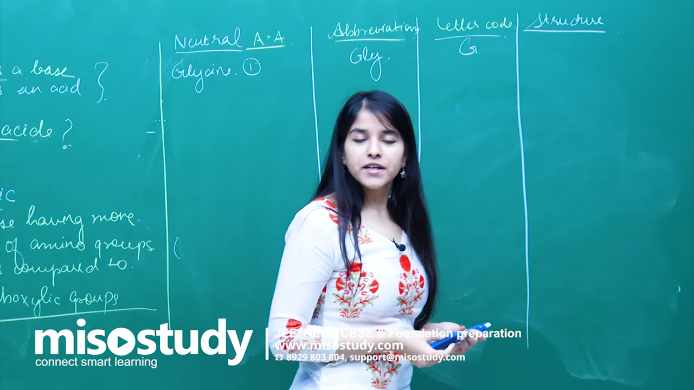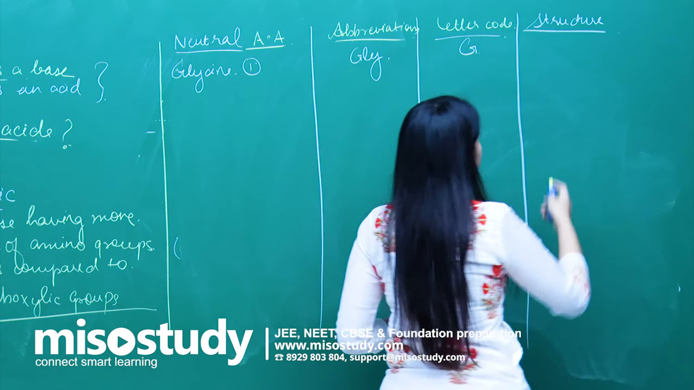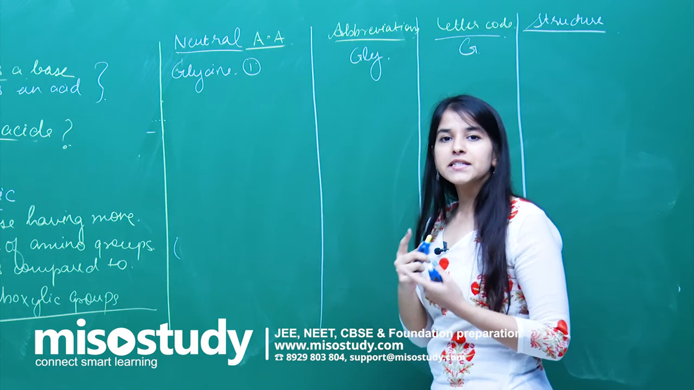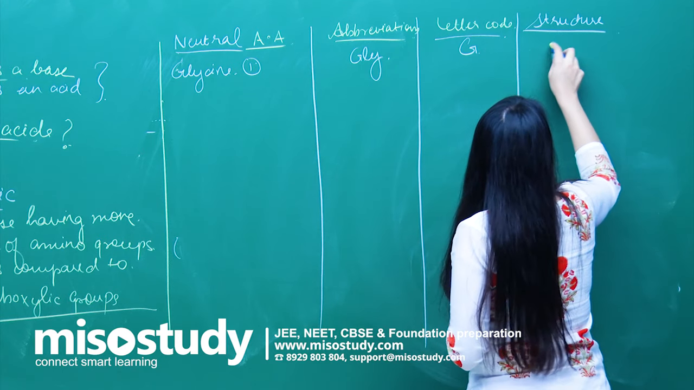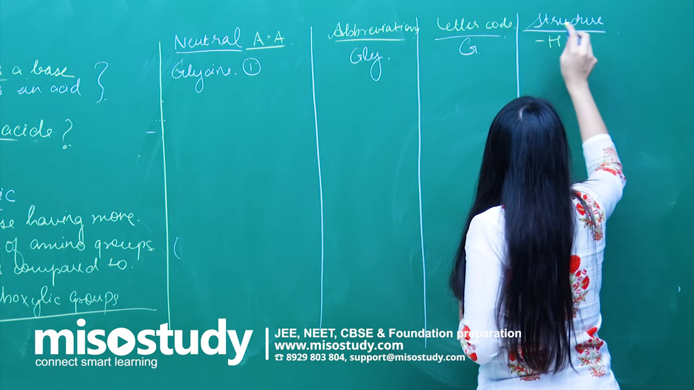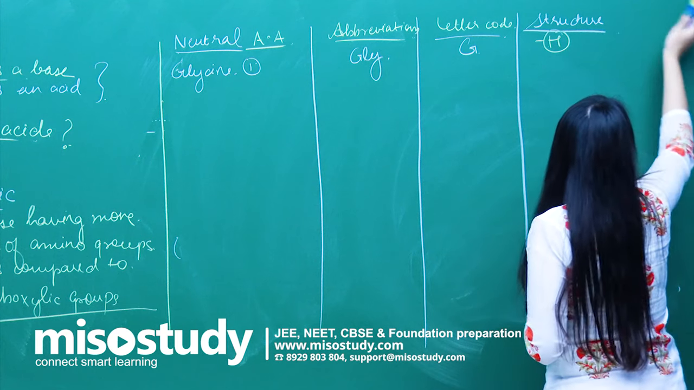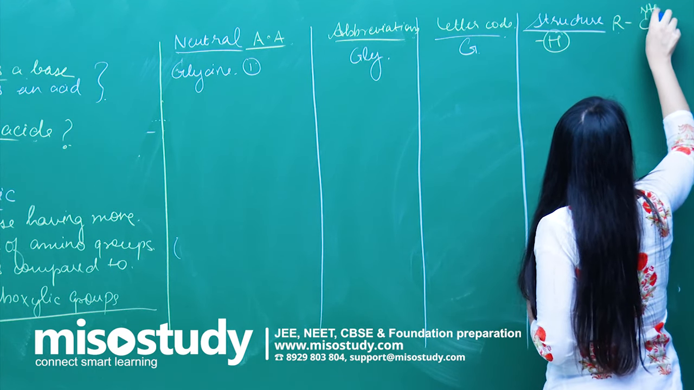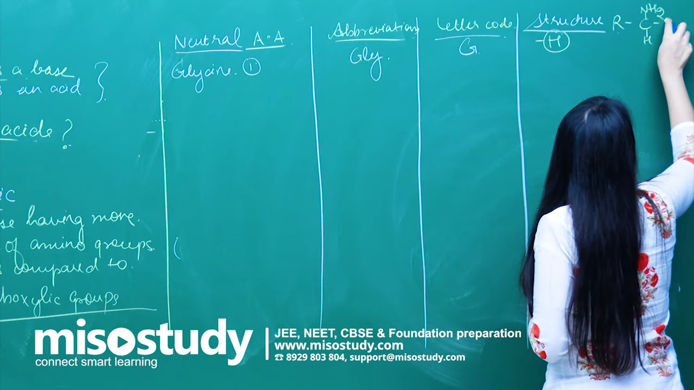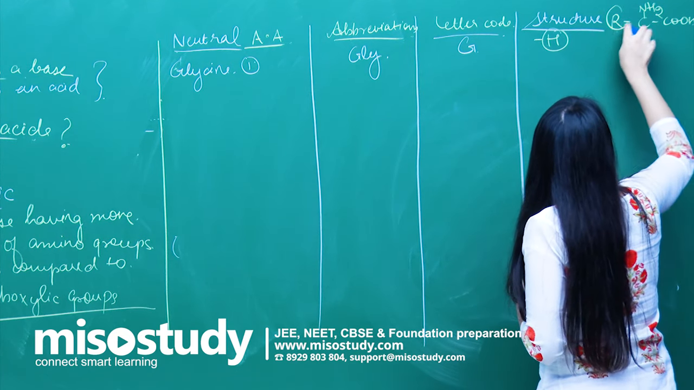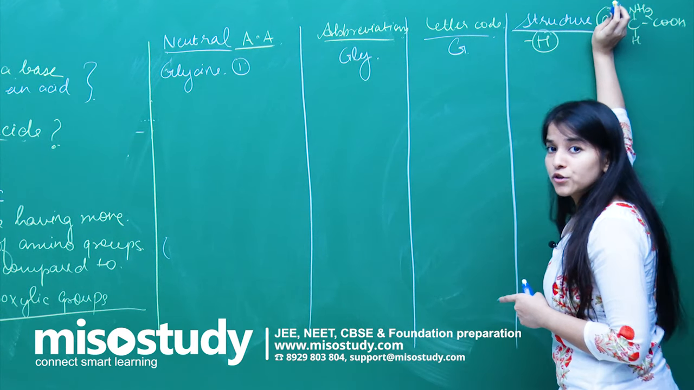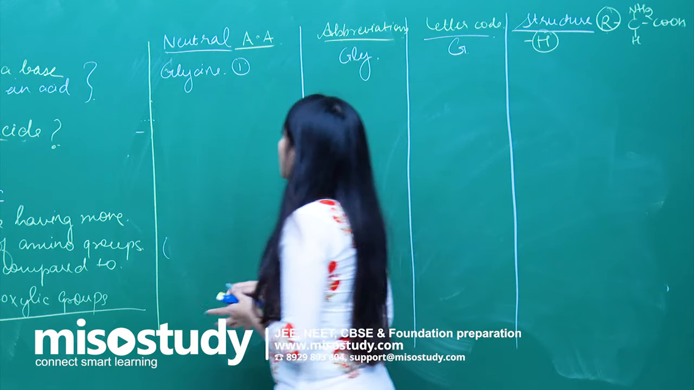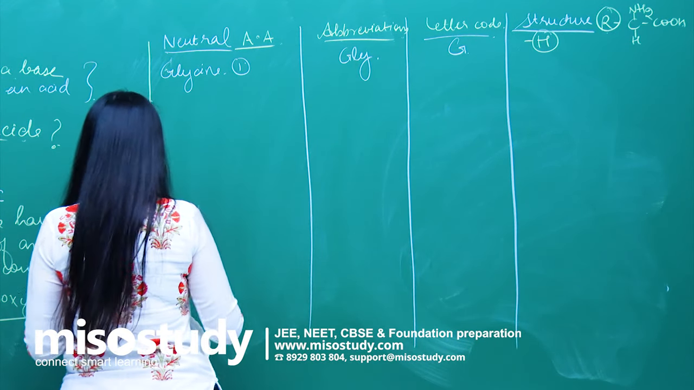What is the structure over here? We already know that there is no R group; instead of the R group it is H. So here we have H. That is the basic structure that I'm writing here: H2N-CH2-COOH. So I'll be taking up the R group that is fixed over here. What next?